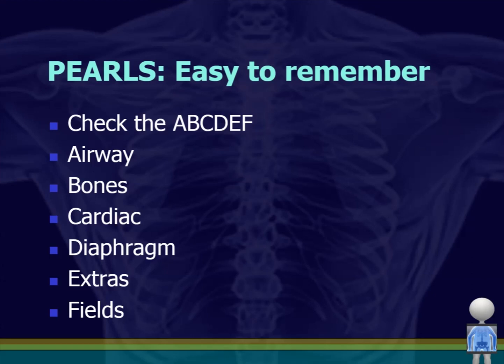Another way to think of this, if you like these types of mnemonics, A, B, C, D, E, F: airway, bones, cardiac, diaphragm, extras, and fields. Of course, you have to fill in all the extras that I talked about. So make sure you get my 13 steps when you do a film. Again, the lateral is optional. The 12 steps you should do. Whether you use my order or another order, those 12 things must be checked every time that you check a chest x-ray, or you risk missing something one way or another.